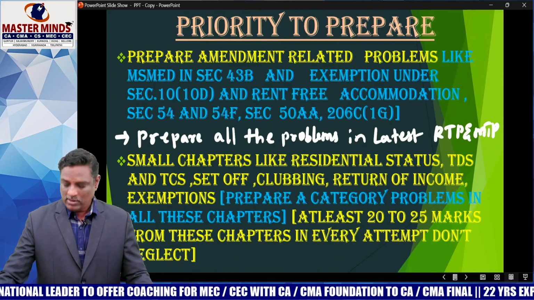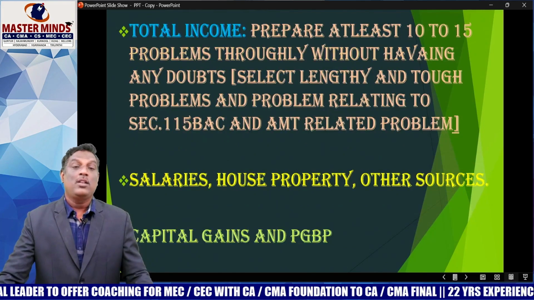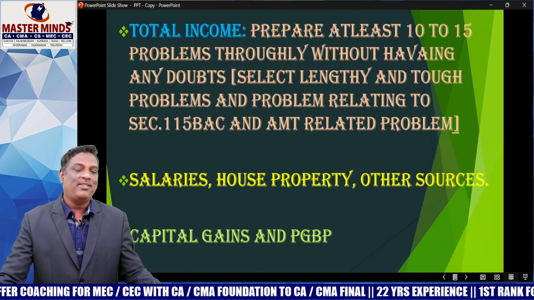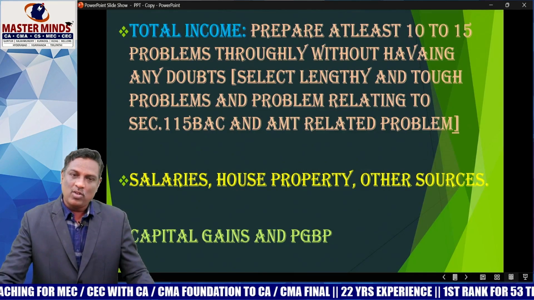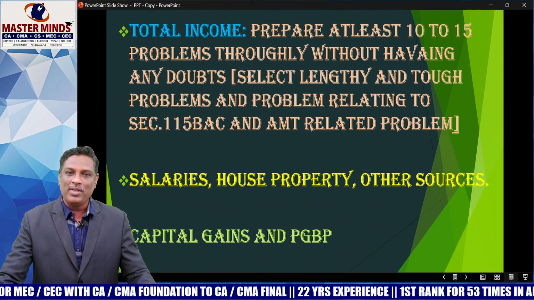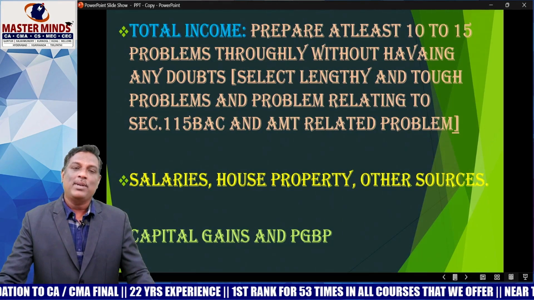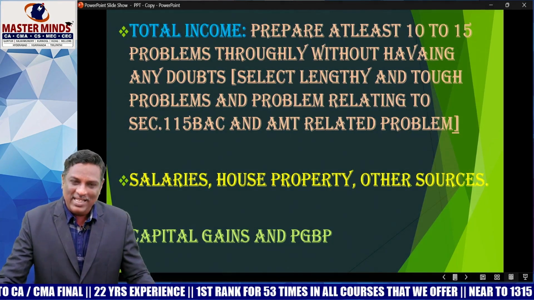Okay. So the next one is total income. It is the most important in your examination: the first problem itself comes from the total income chapter. So total income is a compulsory problem. You have no choice for this problem. For that compulsory problem, you need to prepare the total income chapter mandatorily.